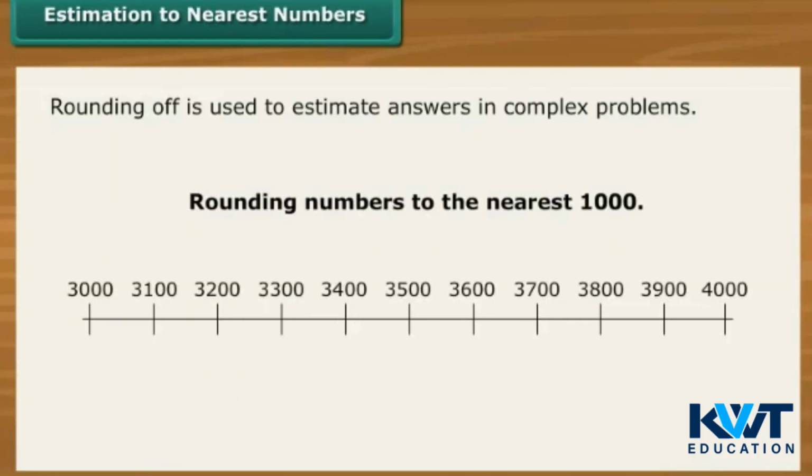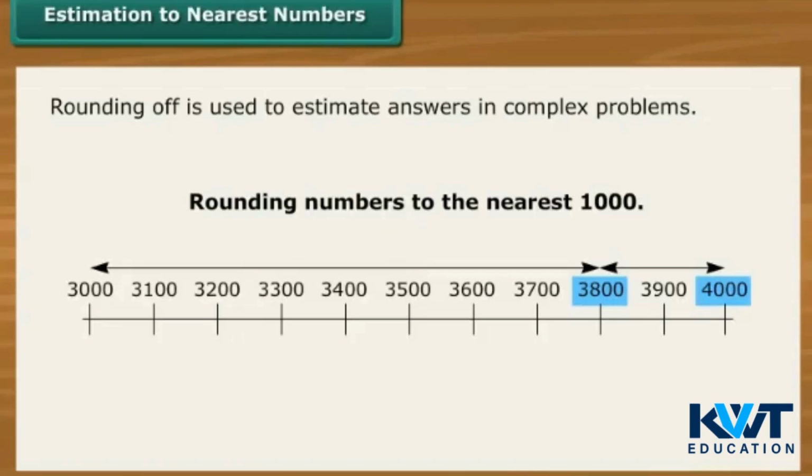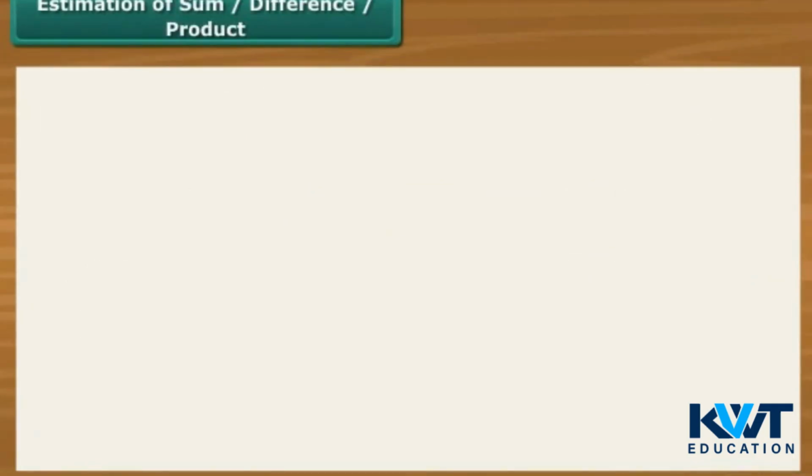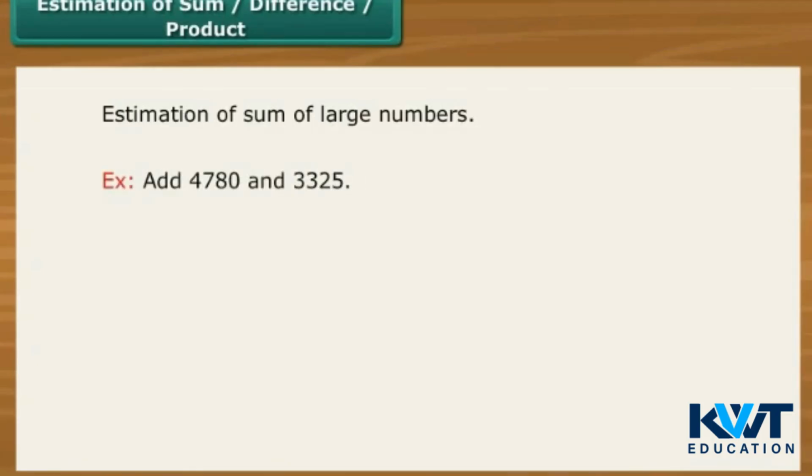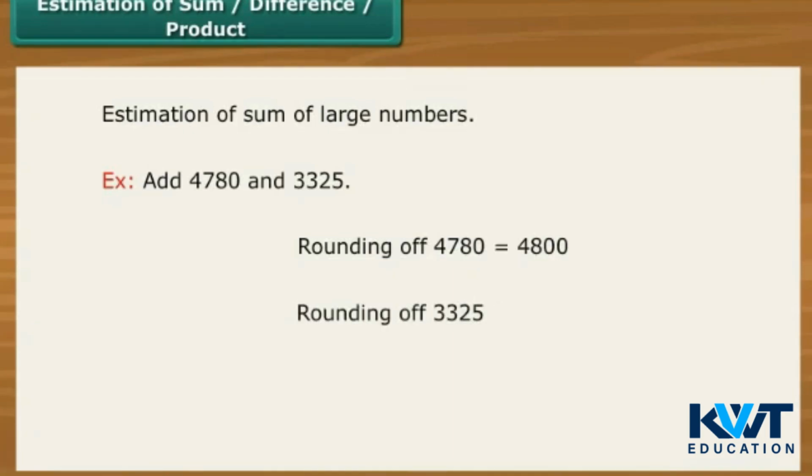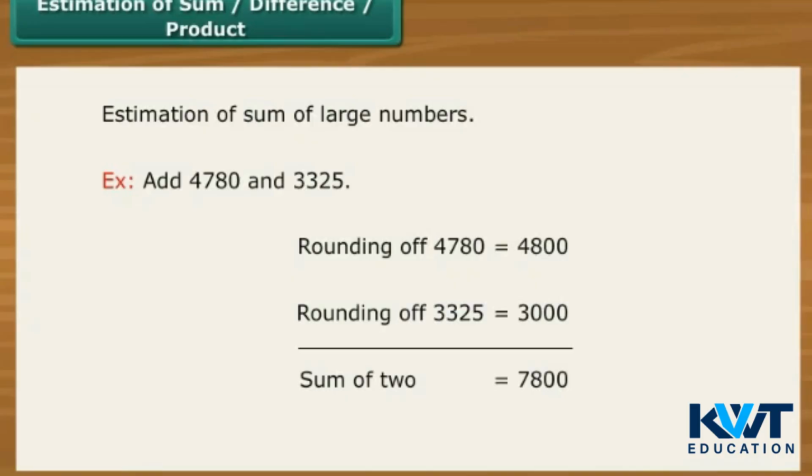Rounding numbers to the nearest thousand means finding which thousand they are nearest to. For example, 3800 rounded to the nearest thousand is 4000. Estimation of sum, difference, product. Estimation to nearest number can help in the estimation of the sum of two large numbers. For example, add 4780 and 3325. Rounding off 4780 would make it 4800. Rounding off 3325 would make it 3000. Sum of the two, 7800.